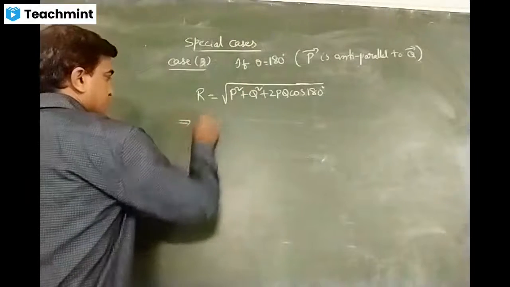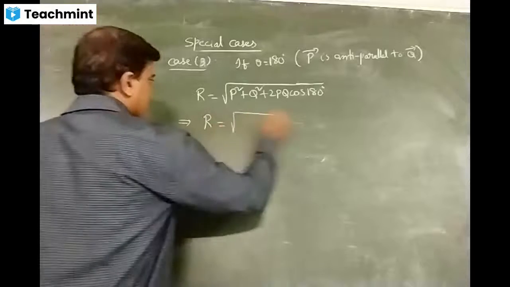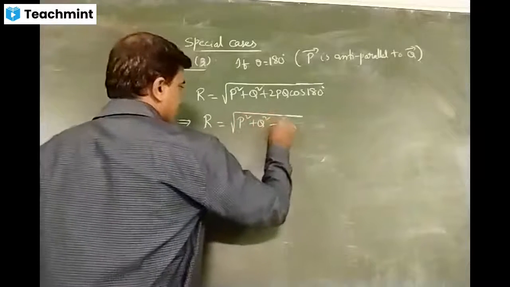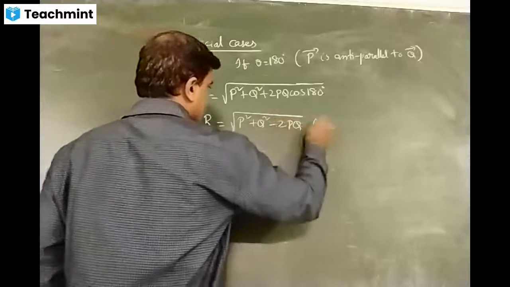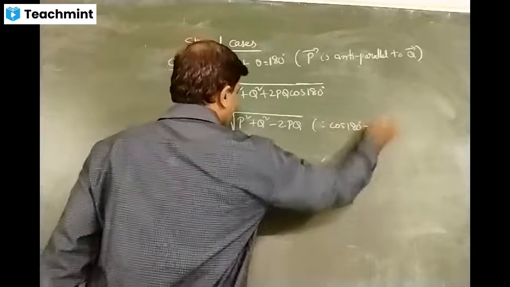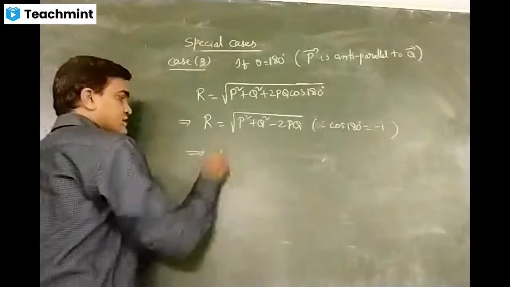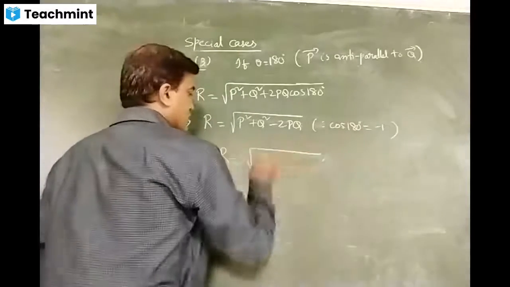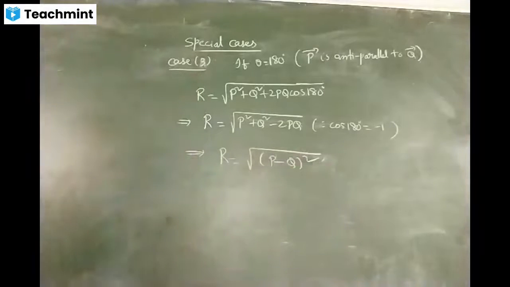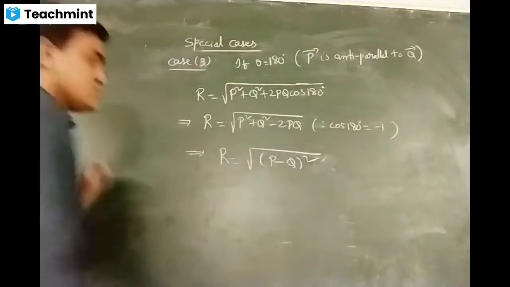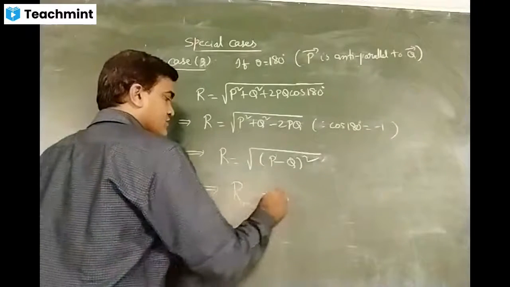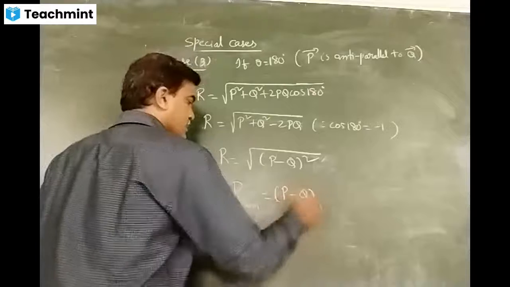So R is equal to root of P square plus Q square minus 2PQ, since cos 180 degrees is equal to minus 1. Which implies R is equal to square root of (P minus Q) whole square. So this is the minimum value. I can write minimum value of R is equal to P minus Q.